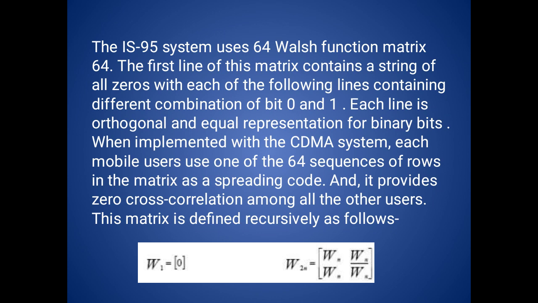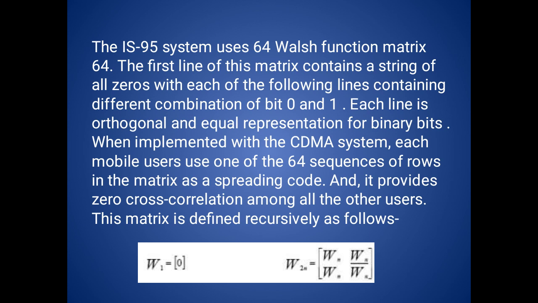When it is implemented using a CDMA-based system, each mobile user, whenever he is talking about CDMA, is using the term mobile user. That means CDMA is the first and foremost technology which has been used for mobiles. So each mobile user will use one of the 64 sequences of rows in a matrix as a spreading code, and it provides zero cross correlation among all the other users.